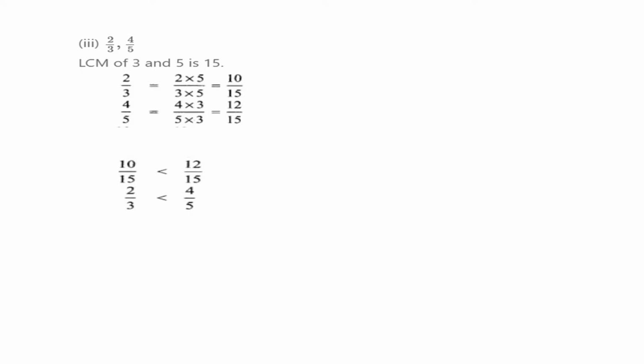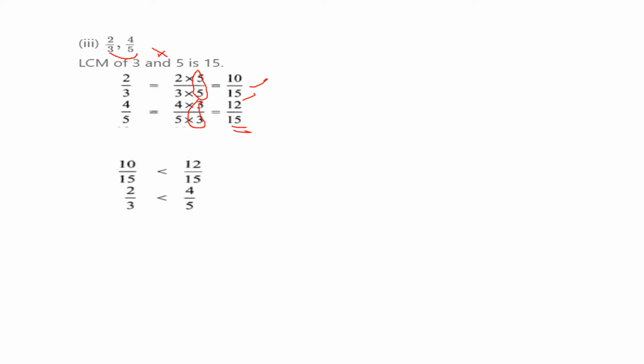Third one, 2 by 3 comma 4 by 5. Here denominators 3 and 5. So here also 3 is not at all divisible by 5. So you directly multiply 3 into 5, 15. So first number 2 by 3, we need 15, means multiply numerator and denominator by 5. So 2 5s are 10, 3 5s are 15. Second one, 4 by 5, we need 15 as the product, so multiply by 3.